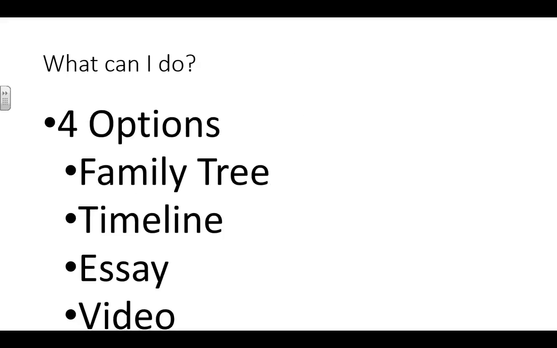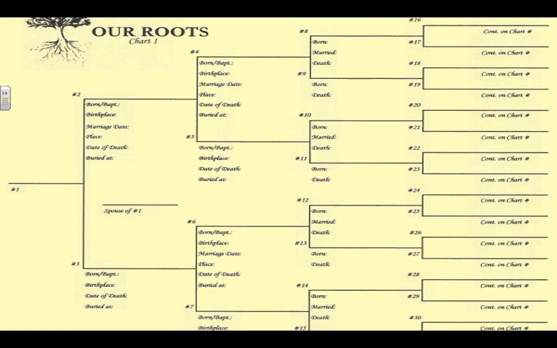So there are 4 options. Option number 1 is a family tree. This is by far the most popular option. If you have somebody in your family or you know a lot about your individual family history, this is the easiest option potentially. This is an example of what they call a pedigree chart. This is also what they call genealogy.